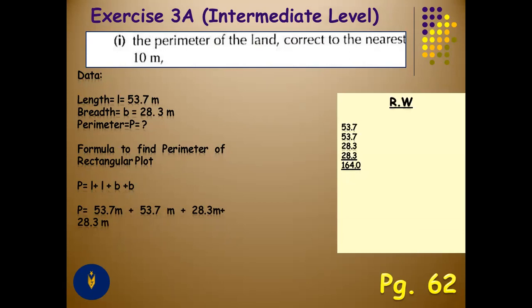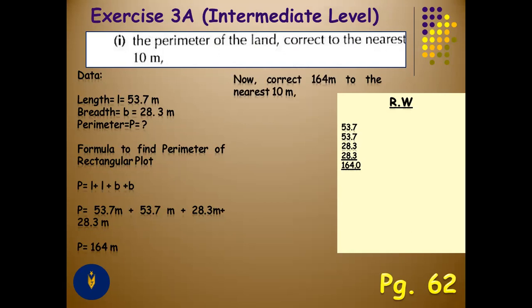Remember one thing: after the decimal point, if there is only a 0 and no other value after it, then that 0 has no worth. You may simply ignore that 0. So here you get 164 meter as the perimeter of the rectangular plot. The answer is not final, because we have to correct this value to the nearest 10 meters. So now correct 164 meter to the nearest 10 meter.